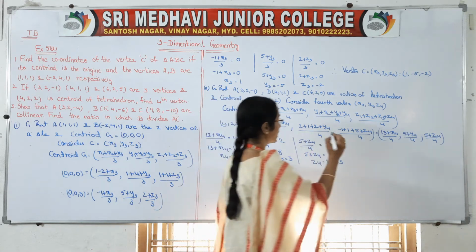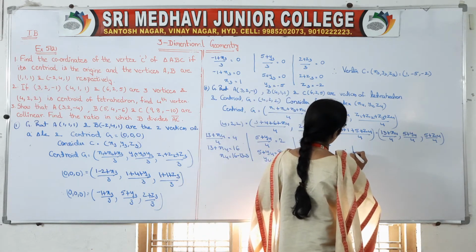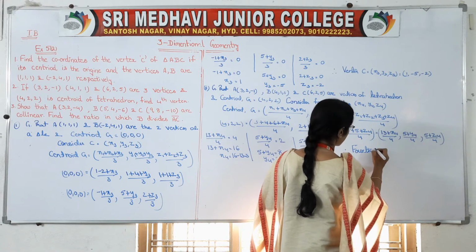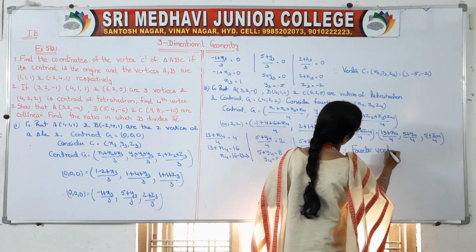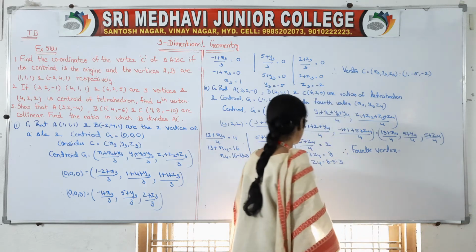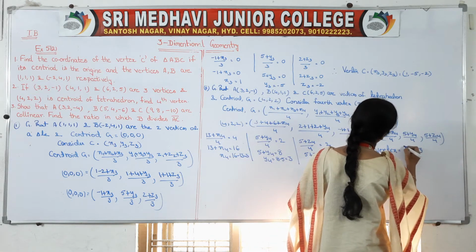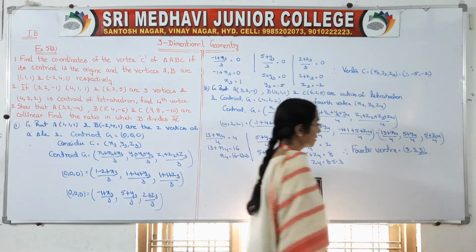Therefore, the fourth vertex is, right? What is the question? Find the fourth vertex of the tetrahedron. So the fourth vertex is (3, 3, 3). That is your answer.